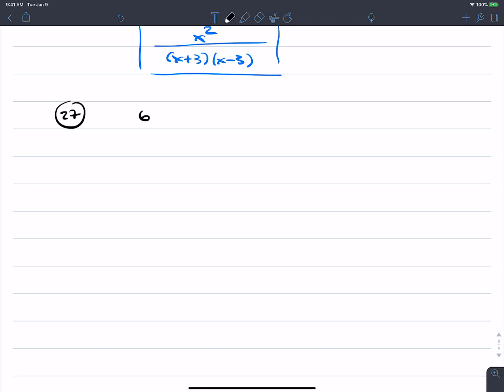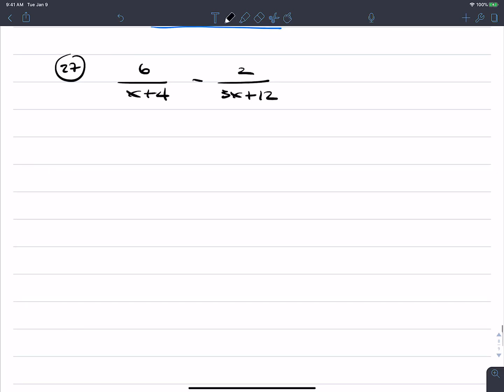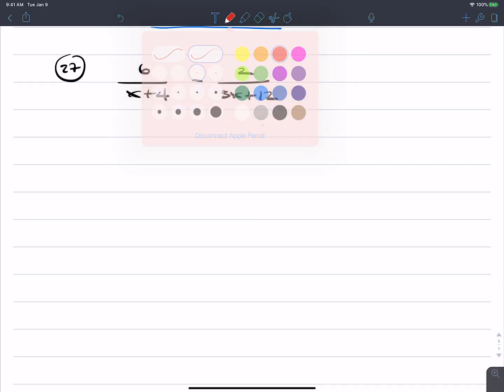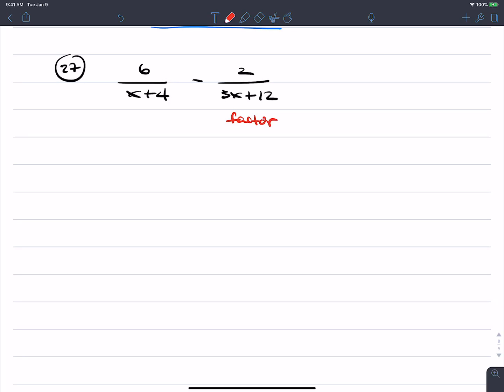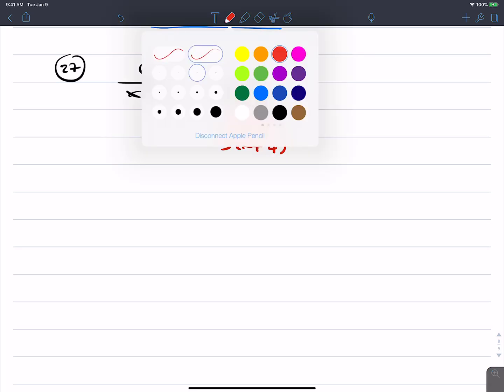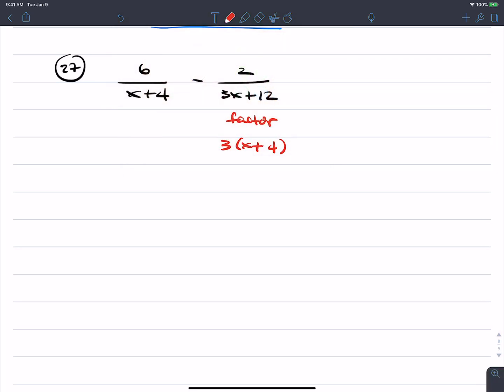Number 27: 6 over x plus 4 minus 2 over 3x plus 12. Again, we have to factor where we can. Here's where you factor this denominator: 3 times x plus 4. So we're going to need the LCM of this first x plus 4 and then the next 3 times x plus 4.